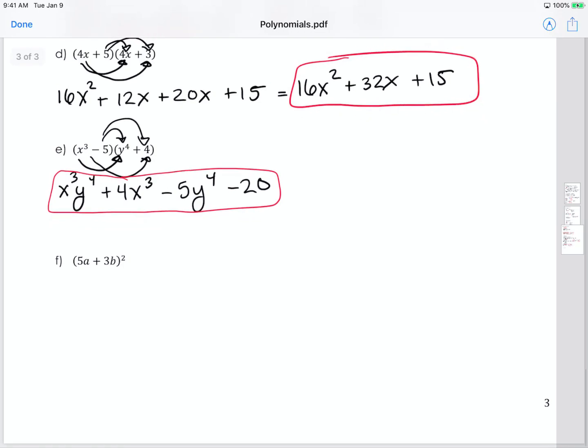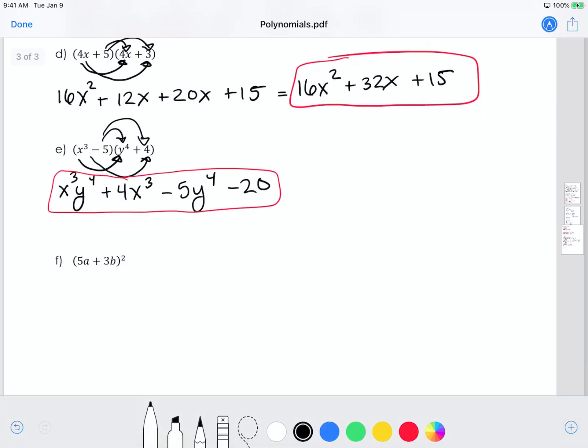Now the very last example in this lesson, I wanted to make a big deal about this because this is a common mistake that a lot of students make. So I'm going to make my mistake in red. I'm going to purposely make a mistake. So this is not correct in red. This is a common mistake.